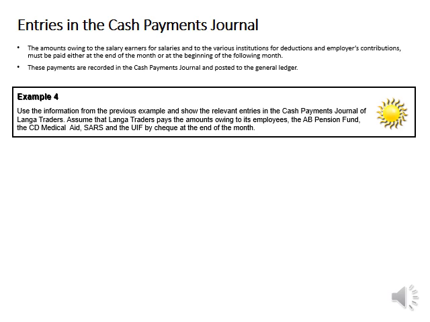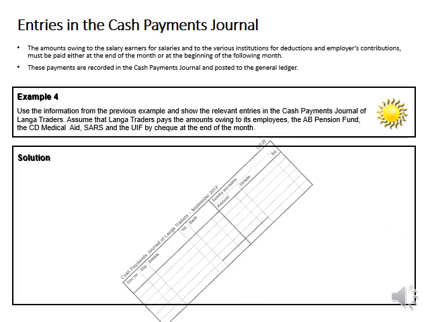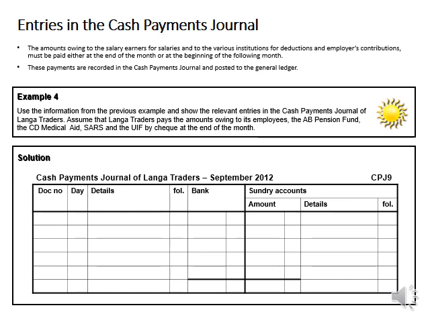Assume that Lango Traders pays the amounts owing to its employees, AB Pension Fund, CD Medical Aid, SARS and the UIF by check at the end of the month. So in the CPJ, we will not write each check individually. We will say check number 931 to 933. And then in the details, we do not name our employees individually. We will just say individually. And the total amount that we paid, that is now the net wage.